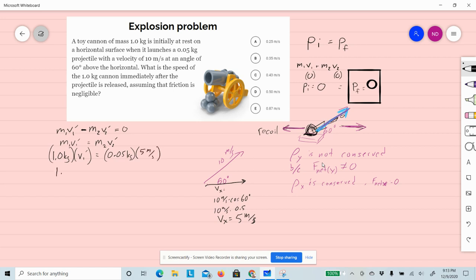So you get 1 kilogram times the recoil velocity, v1 prime, equals 0.25 kilogram meters per second. Well, divide both sides by 1 kilogram, you get v1 prime, the recoil velocity of the cannon, is equal to 0.25 meters per second.